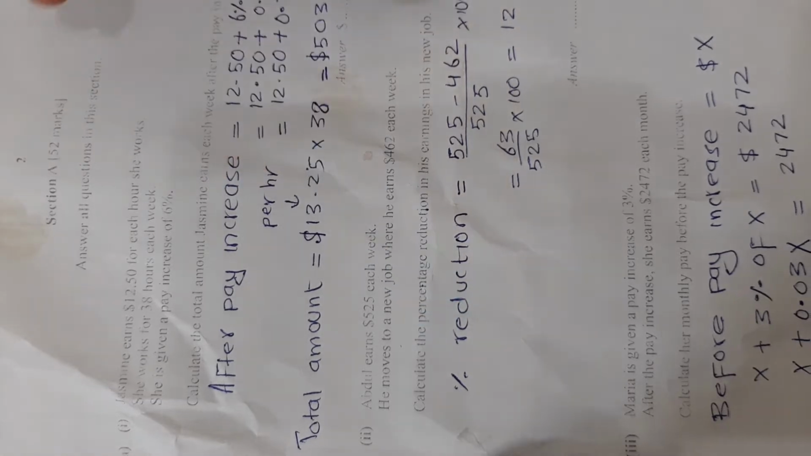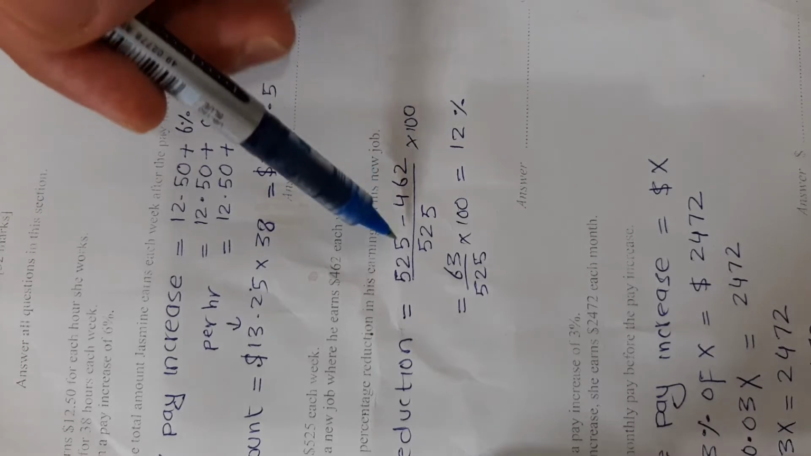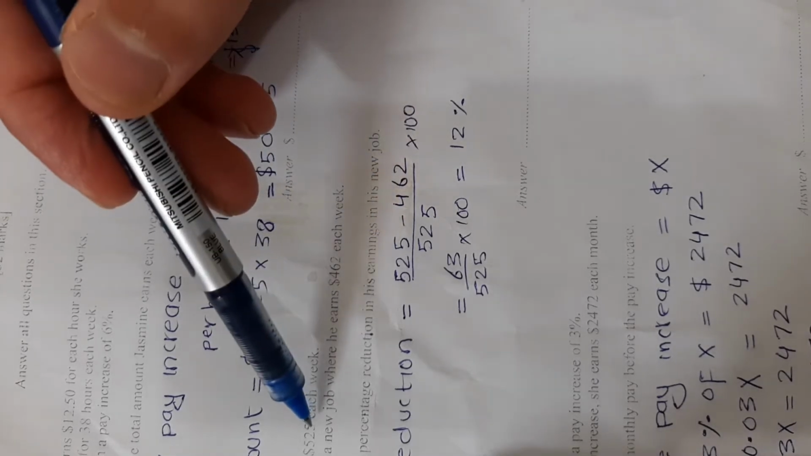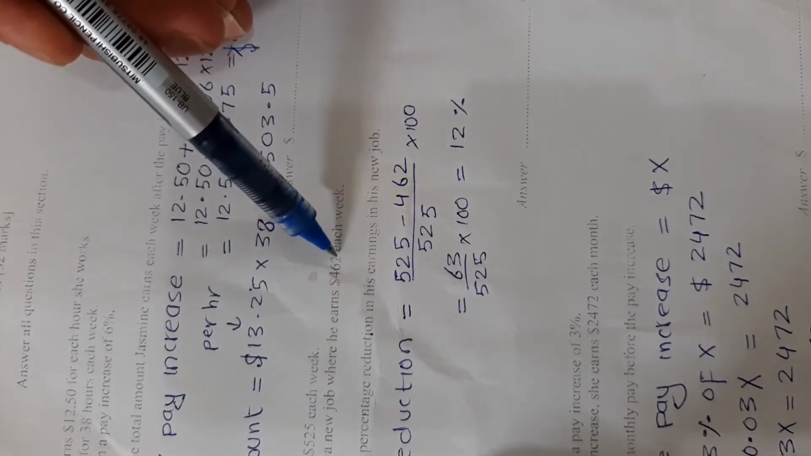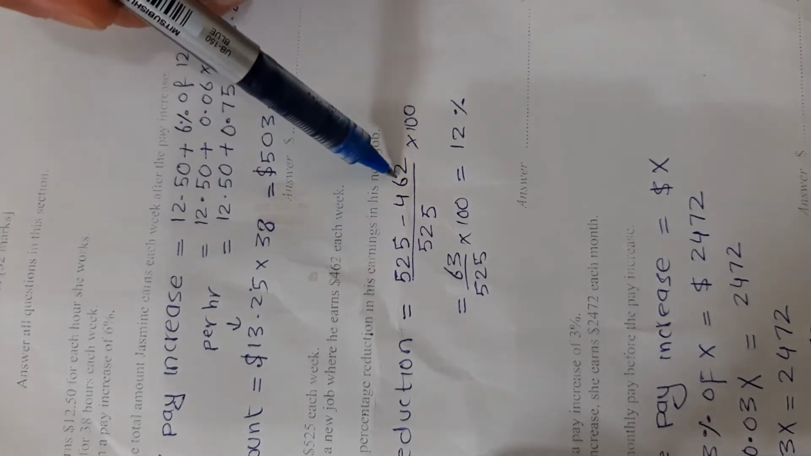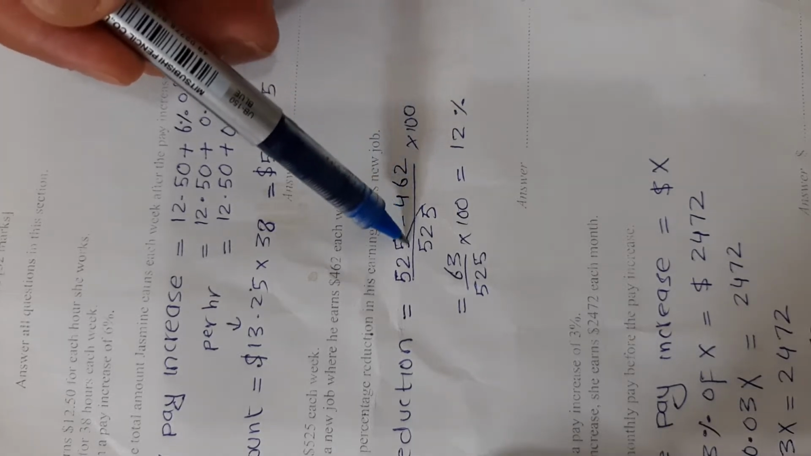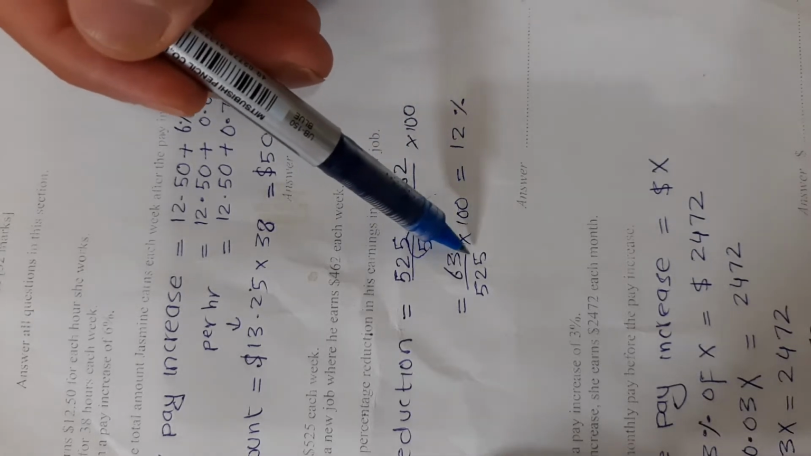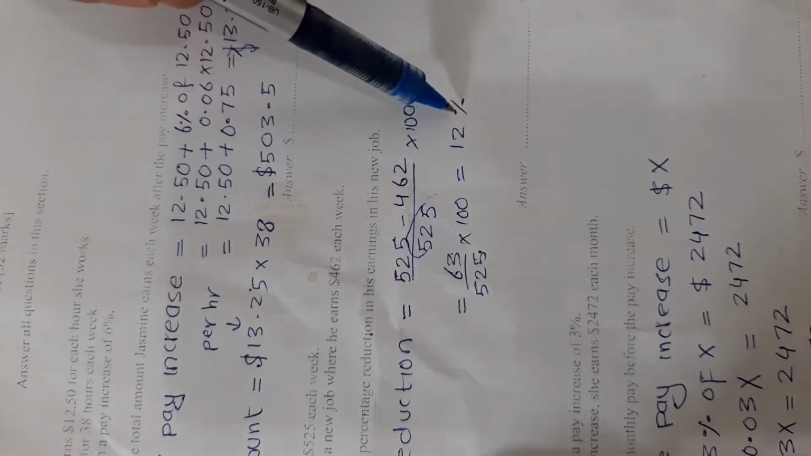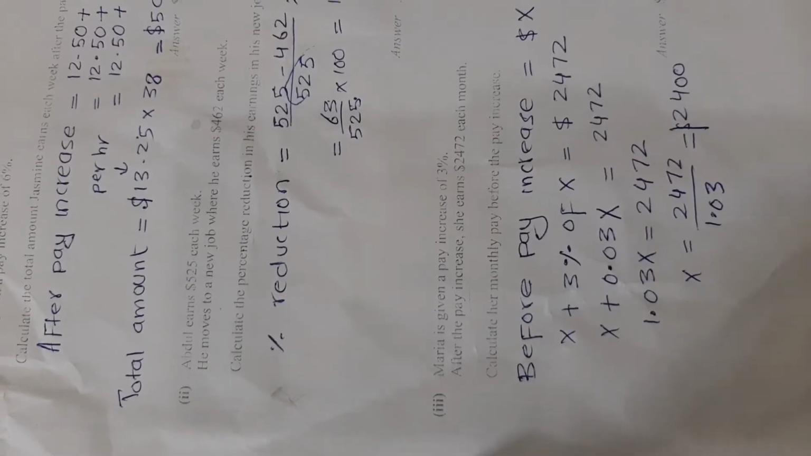So percentage reduction is basically equal to the change or the difference in his earnings. His previous earning was $525 and now his earning is $462. So 525 minus 462 will give you the difference in his earning, divided by the original earning, which is 525, multiplied by 100. This will give you 63 over 525 times 100, and the percentage reduction in his earning is 12%.